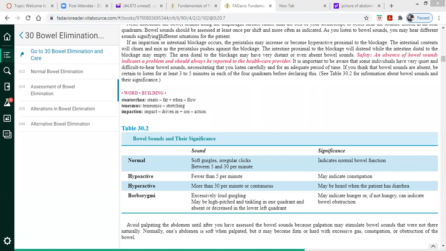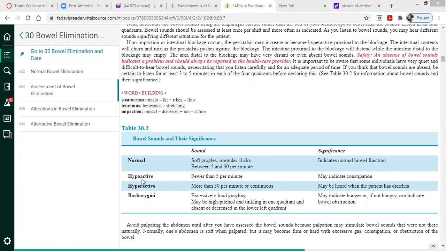It also talks about bowel sounds and their significance. Normal bowel sounds are about 5 to 30 gurgling sounds per minute, while bowel sounds can be considered normal, hypoactive, hyperactive, or borborygmi. Again, normal is 5 to 30 gurgling sounds per minute in a specific quadrant.